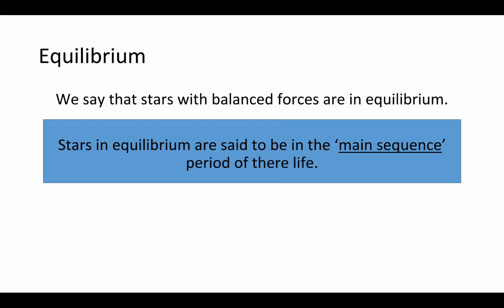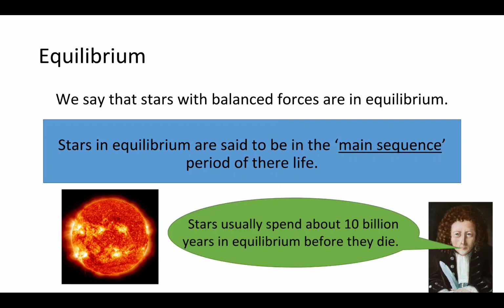So equilibrium. We say that stars with balanced forces are in equilibrium. Stars in equilibrium are said to be in the main sequence period of their life. And Robert Hooke, which is Mr Kirkham's favourite scientist, stars usually spend about 10 billion years in equilibrium before they die. So the sun's 10 billion years. It's about halfway through, 4.5 billion years. So it's still got quite a long way to go.